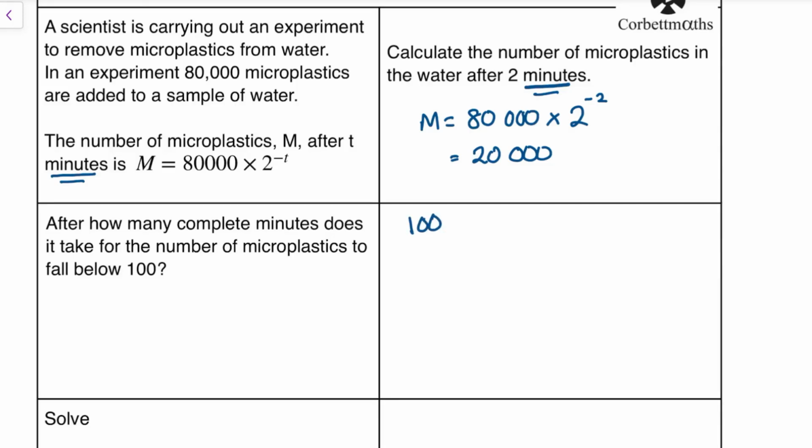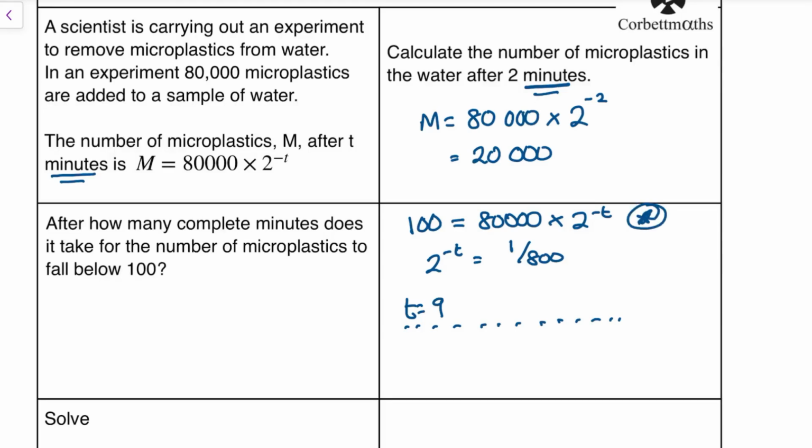So the long way of doing it is you say I want 100, and that's going to be 80,000 times 2 to the minus t. I just need to try different numbers. First of all, let's tidy this up slightly. If I divide by 80,000, I want 2 to the minus t to be equal to 1 over 800. Now, I'm going to guess t is equal to 9. If I put t equals 9 into the equation above, I get 80,000 times 2 to the minus 9, and that's going to give me 156.25. That is above 100, so that's not the number I need.